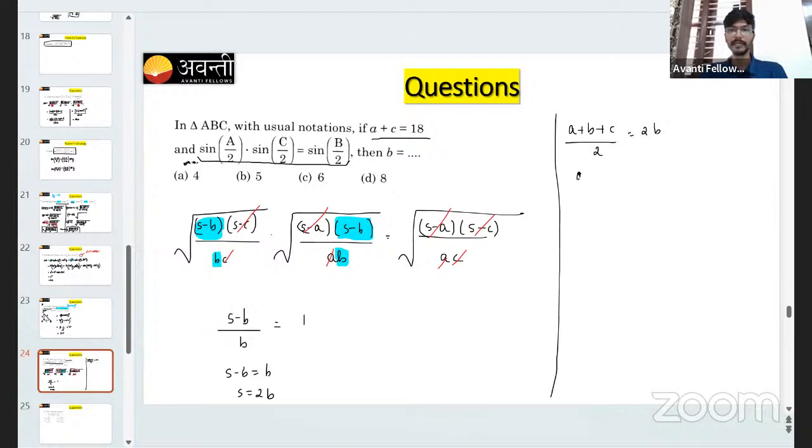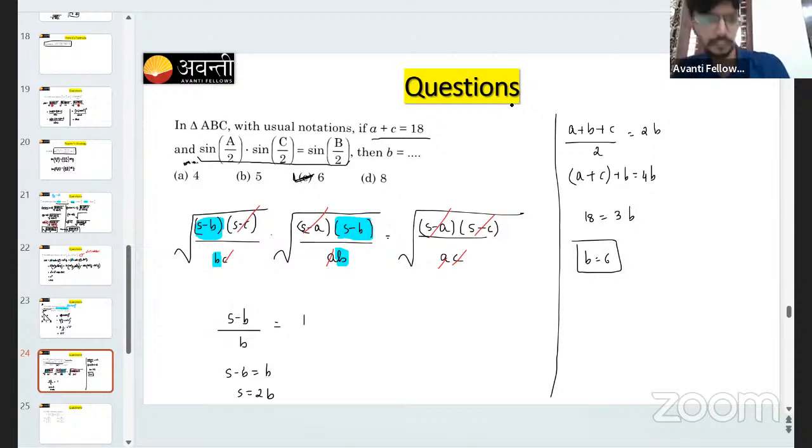If I cross multiply and rearrange, I will get a plus c plus b is equal to 4b. What is the value of a plus c given? 18. So 18 is equal to, taking b to that side, 4b minus b, 3b. That means b is equal to 6. Is it in the options? Yes, it is option C. I hope it is clear.